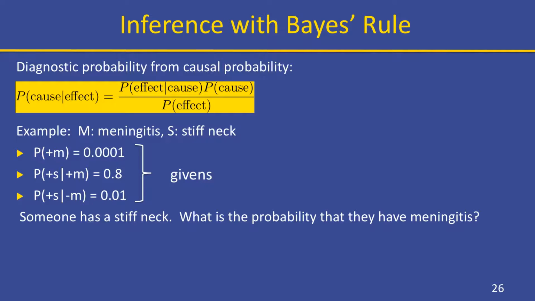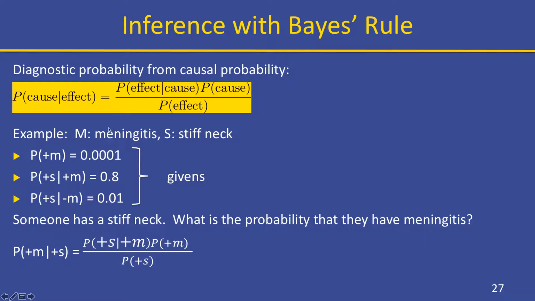So a patient comes to us with a stiff neck. We need to figure out what is the probability that they have meningitis. So the quantity we are interested in here is P of plus m given plus s. The probability that they have meningitis given that they have a stiff neck. So how do we compute that? We apply Bayes' rule. So the cause here is m and the effect is s.